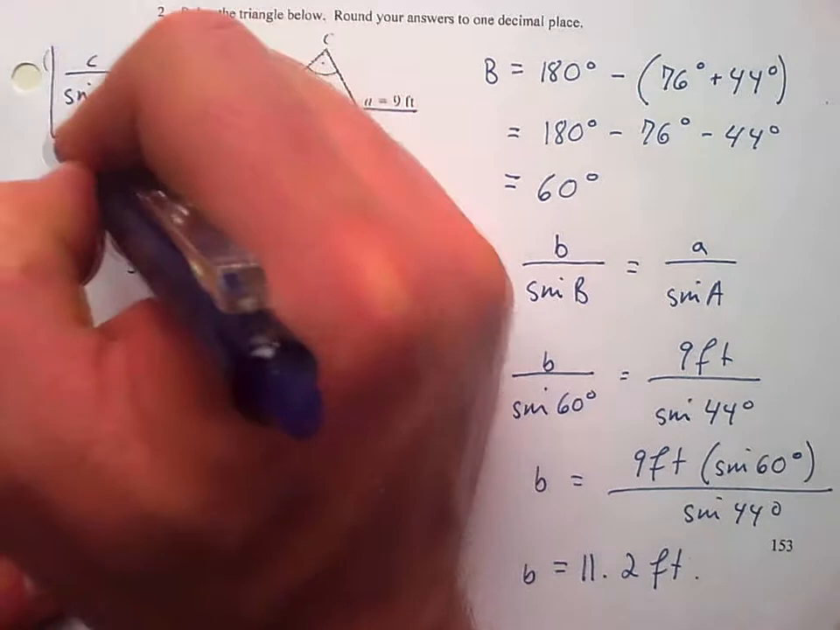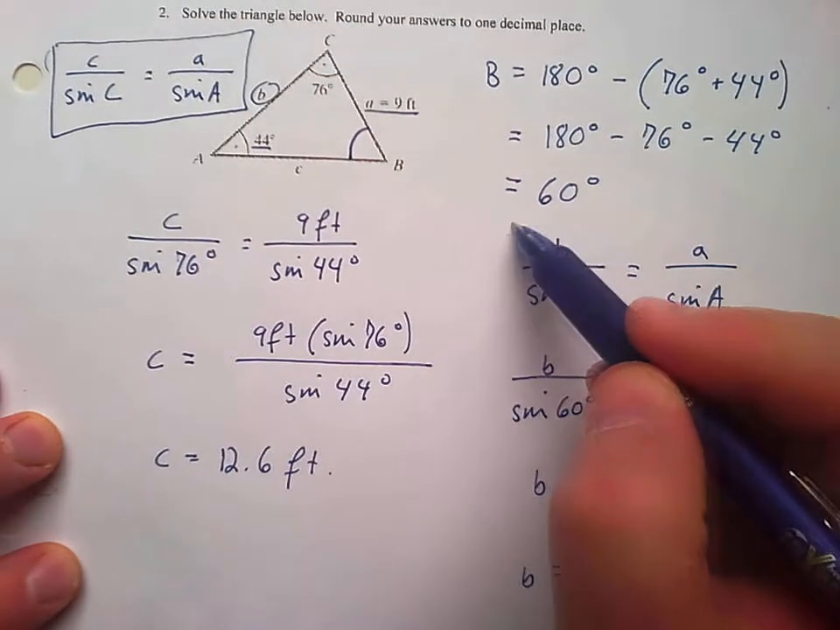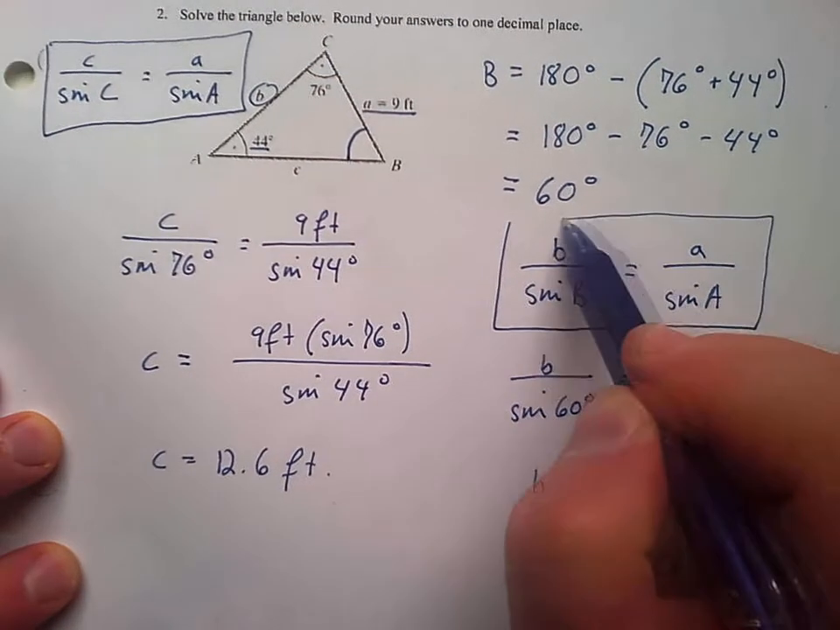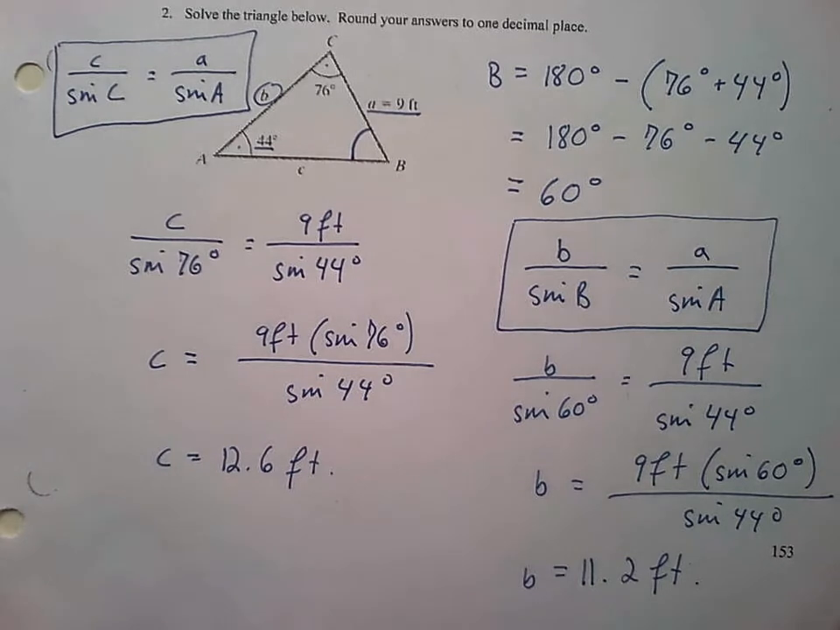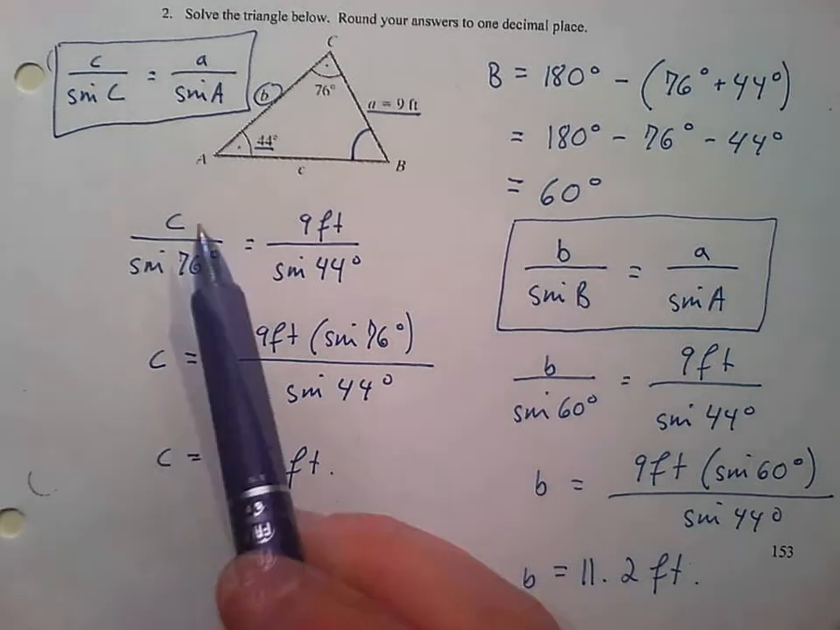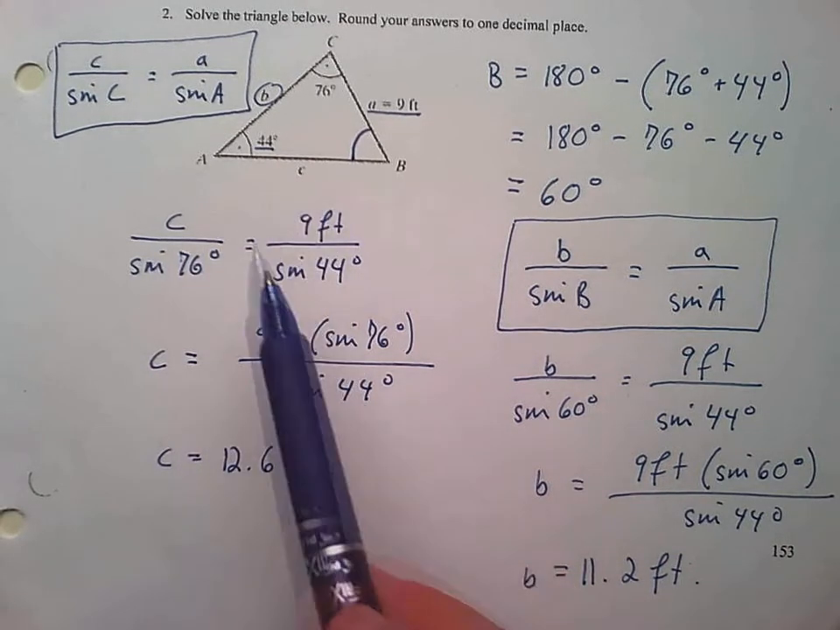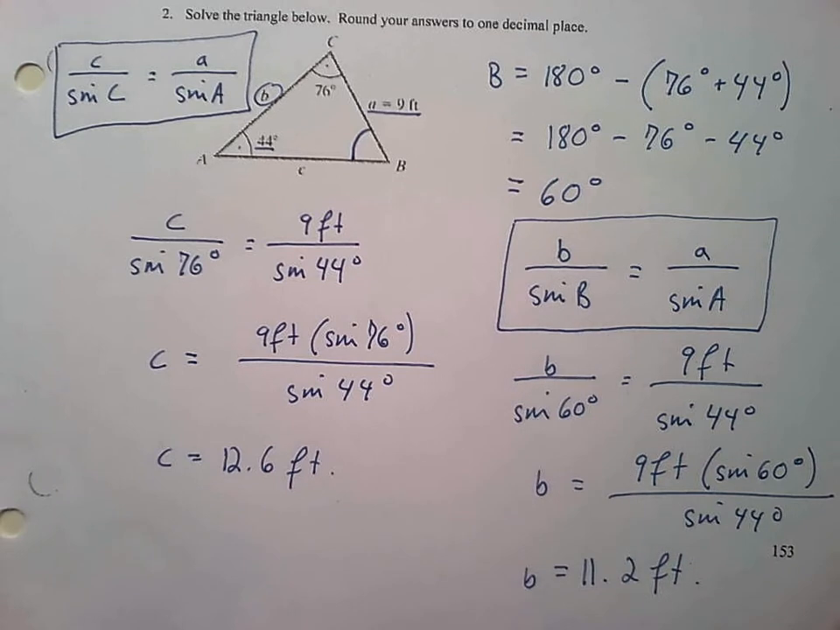So both here and here, we utilized the law of sines, plugging in the values that we know, and then solving for the variable that we're trying to figure out. Here, it was first side C, and here it was side B. All right, let's move on to the next page in the notes.